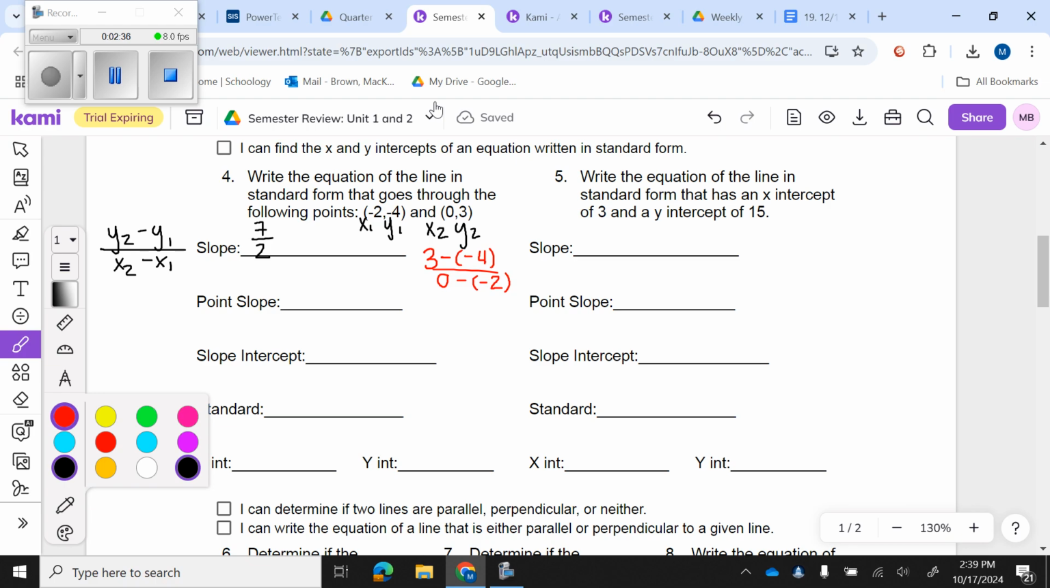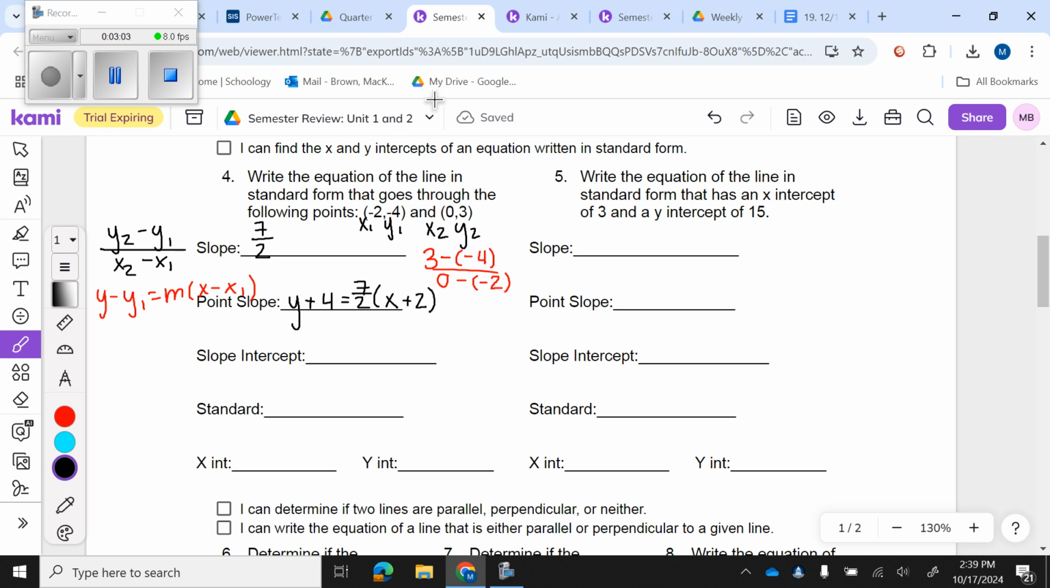From slope, I've got to put it into point slope, which is this equation right here. I'm just going to rewrite this as y minus my y1, which is a negative 4. Remember, if it's negative here, when I put it into the equation, I've got to make it positive, equals m, which is your slope. We already found our slope, which is 7 over 2, parentheses, x, and then my x1 is a negative 2, so when I put this in here, it's got to become positive. So there we are in point slope.